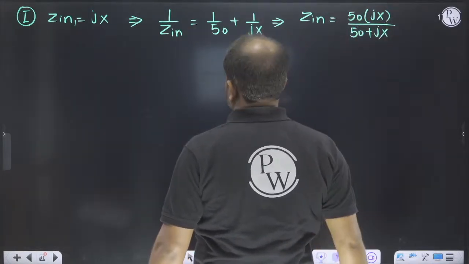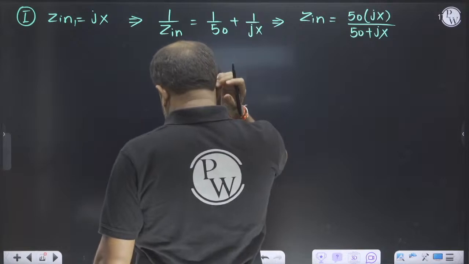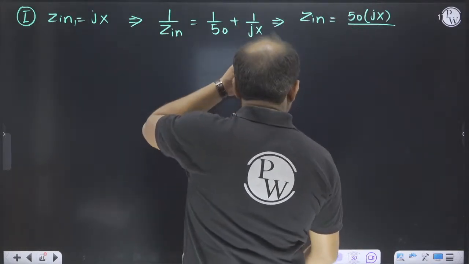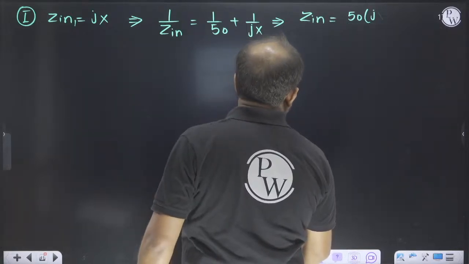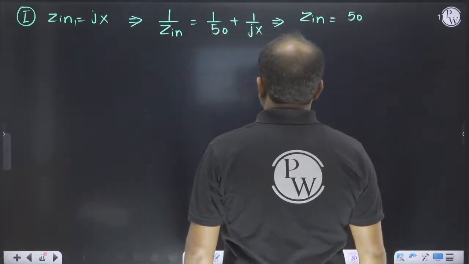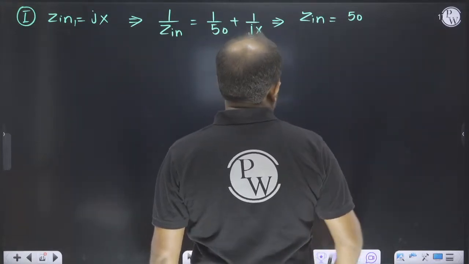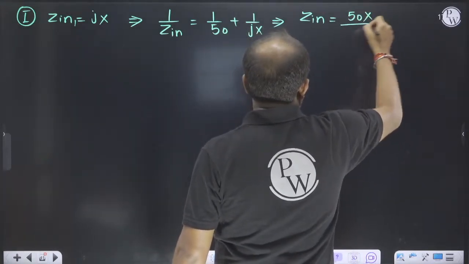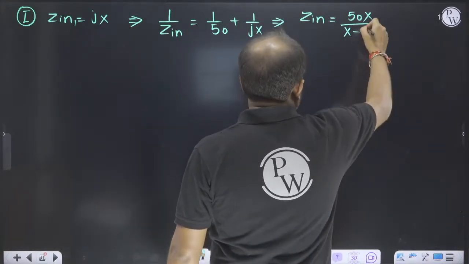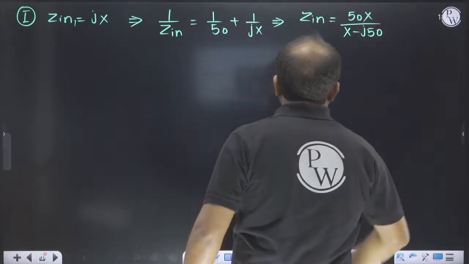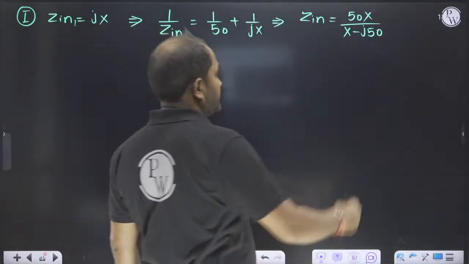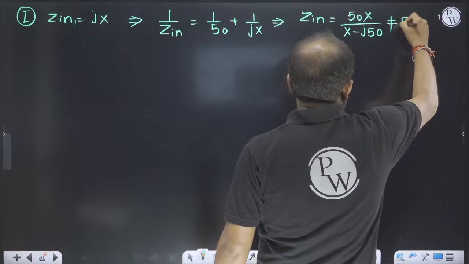Yes sir, this is the point here, or you can write it down also: 50 into x divided by x minus j50. So this one is not equal to 50.